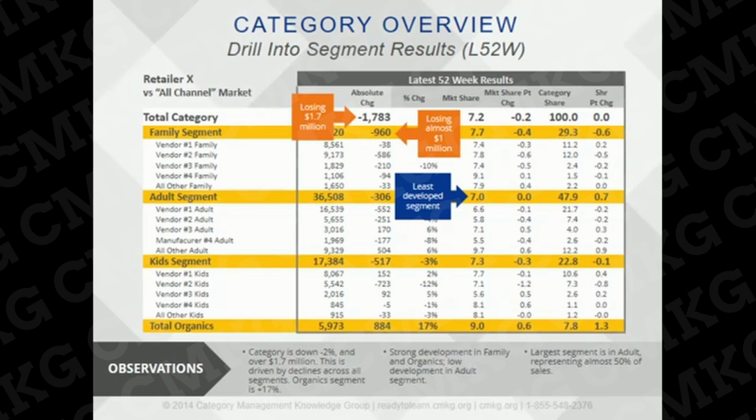The last thing to note is the largest segments in the category. What segment is largest for the retailer? Adult is the largest segment. Also, vendor number 1 is the largest vendor in this category.